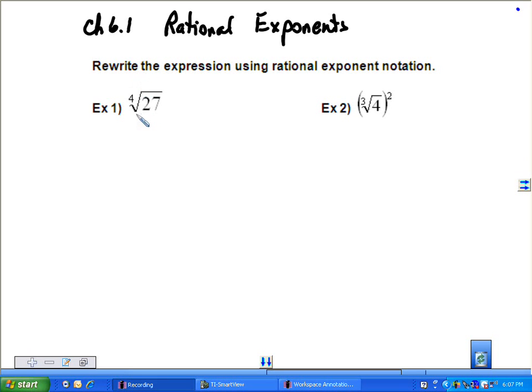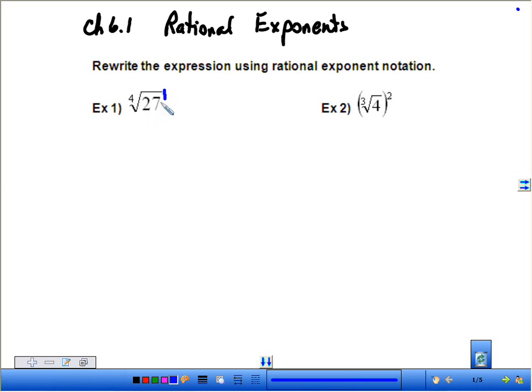We're going to rewrite this expression using a rational exponent. We have the fourth root of 27. When you don't see an exponent, it has an understood exponent of 1.